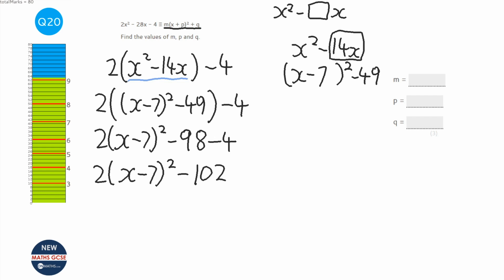Looking at the question, it wants m. M is the thing before the brackets, so m is going to be 2. Now it says that p is a positive. Well, we know that p is minus 7, so I'm going to put minus 7 there. And q, it says, is a positive. Well, we know it's a negative, so it's going to be negative 102.